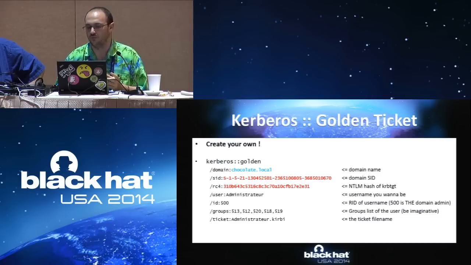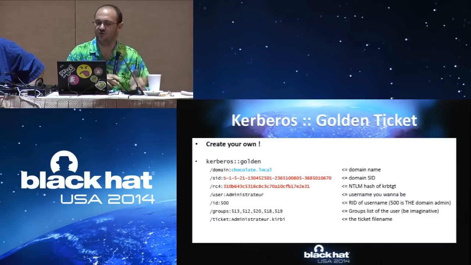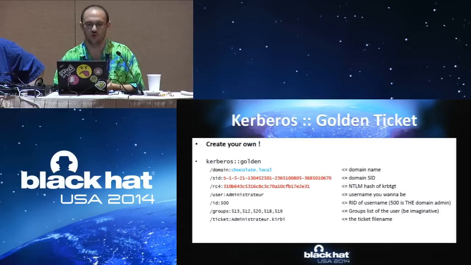This is very easy. You can put the domain name, the domain SID, the keys, the username you want to be, and the ID of the username. So 500 is the well-known RID of domain administrator, but you can put what you want, and you can put all the groups that you want the user to belong to. That's your choice, not the KDC's, okay? And you can push this data in a file, and you can use the file later, in 1 year, 2 years. It will work, okay?